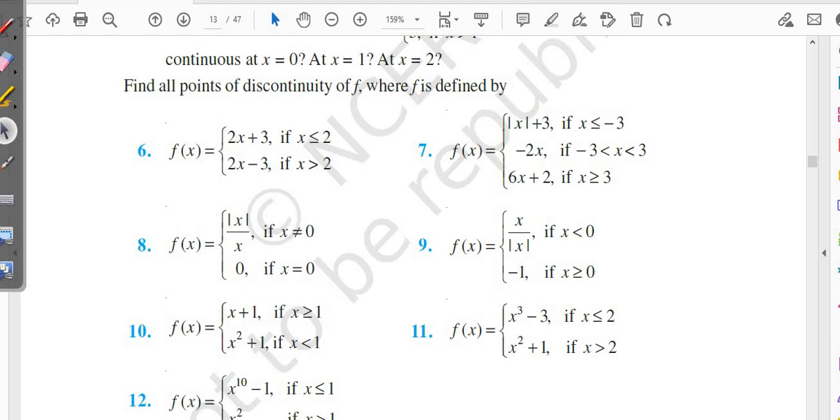Find all points of discontinuity of f, where f is defined by this function. The point is not mentioned, so it has to be understood that throughout the real line we have to find the points of discontinuity. Here the function is given: 2x plus 3, and also 2x minus 3, but under different conditions. If x is less than or equal to 2, we use the first function. If x is greater than 2, we use the second function. So let's start with the solution.